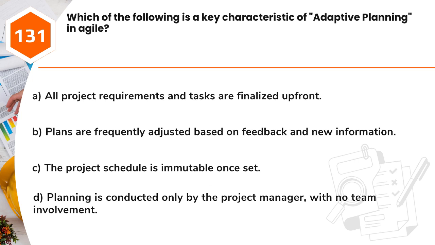Question 131. Which of the following is a key characteristic of adaptive planning in Agile? A. All project requirements and tasks are finalized up front. B. Plans are frequently adjusted based on feedback and new information. C. The project schedule is immutable once set. D. Planning is conducted only by the project manager, with no team involvement.